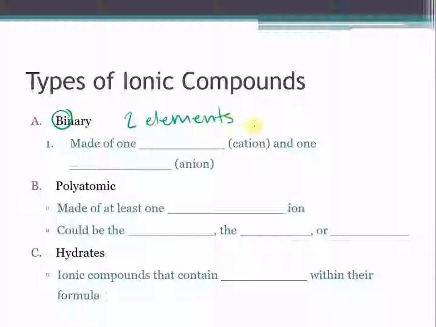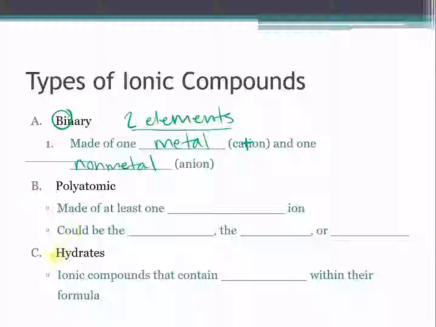If you have an ionic compound that is made of 2 elements, one of them will always be a metal, and that metal will always form the cation. It will always be positive, and one of them will be a nonmetal. And the nonmetal will form the anion. The nonmetal will be negative. So those are your binary ionic compounds. They're made of exactly 2 elements.